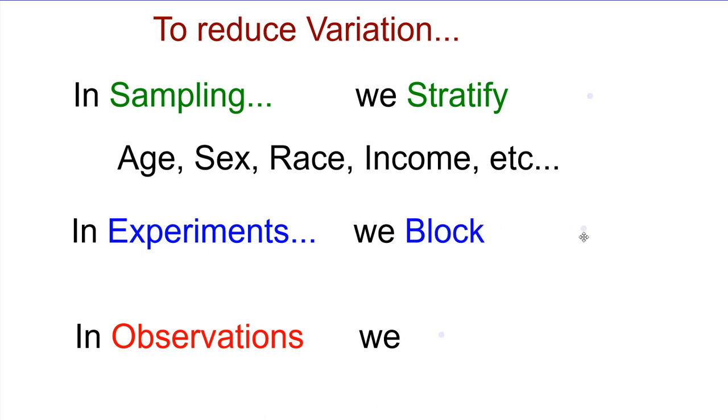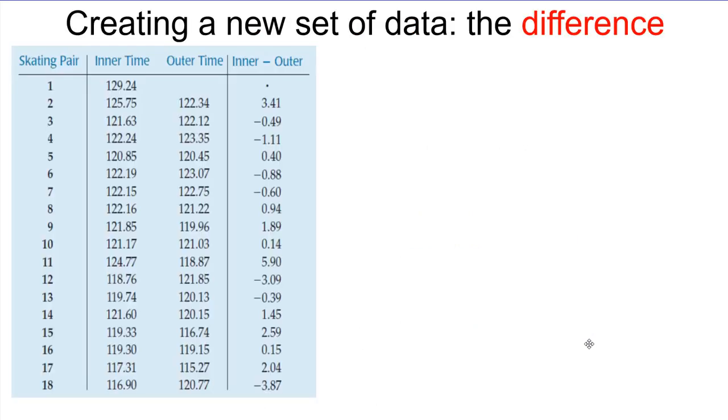So we run two separate experiments. It's the same basic idea as stratifying, but now we're talking in the context of experiments. And then in observations, we call that matching. So we match people in their natural environment without randomly assigning anything. We just match people that fit in the same demographics of whatever age, sex, race, income, or anything else you can think of that we think might have an impact and add variation to whatever we're trying to analyze.